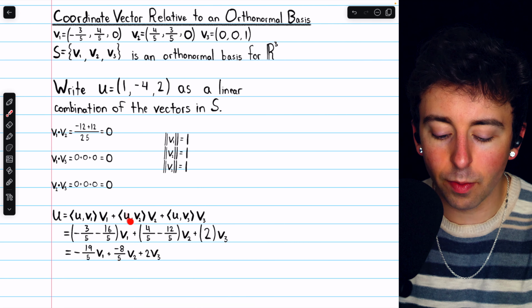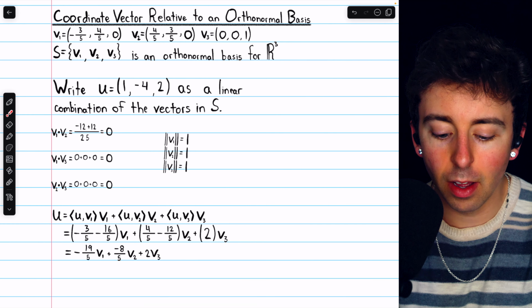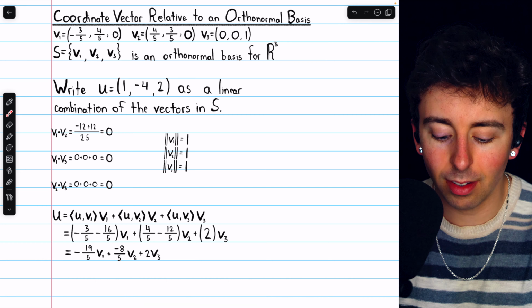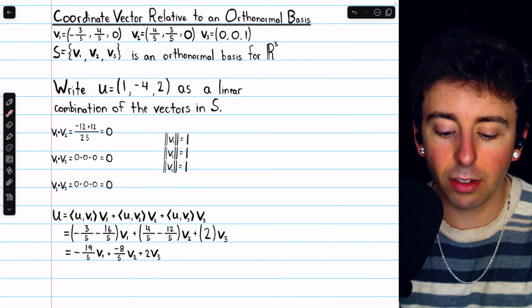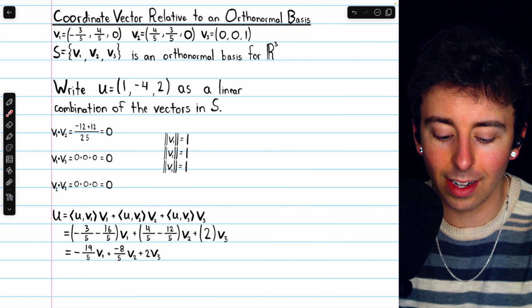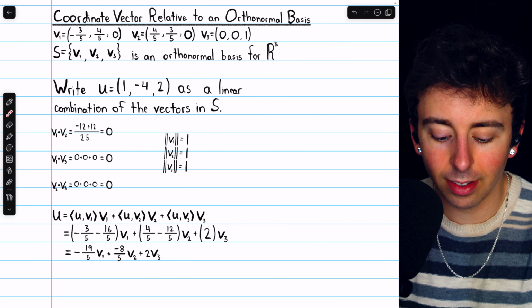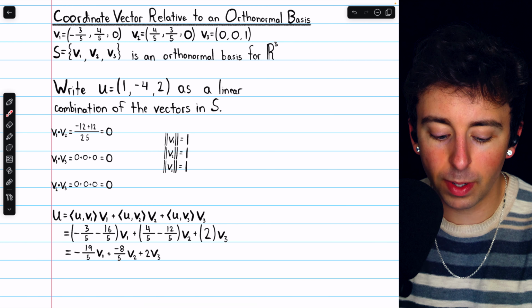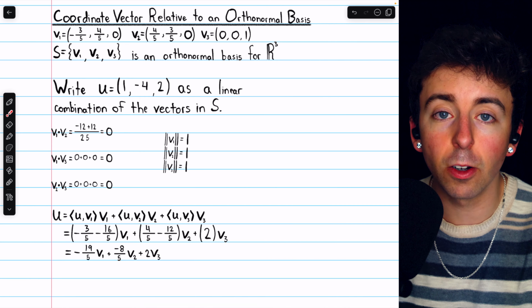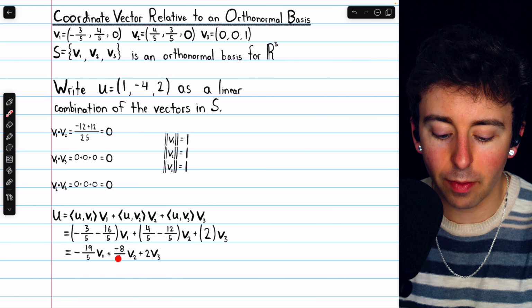For u dot v2, we would have 1 times 4/5, so 4/5, minus 4 times 3/5, so minus 12/5, and the last term is 0. For u dot v3, we would just get 2. Negative 3/5 minus 16/5 is negative 19/5, and so on. Just do the arithmetic, and this is our linear combination. u is equal to negative 19/5 v1 plus negative 8/5 v2 plus 2v3.